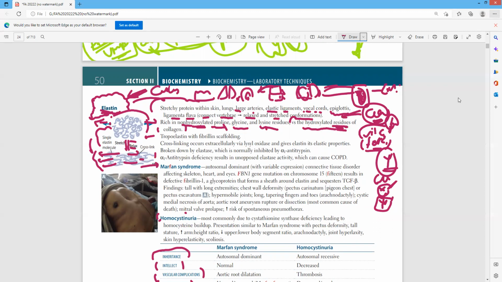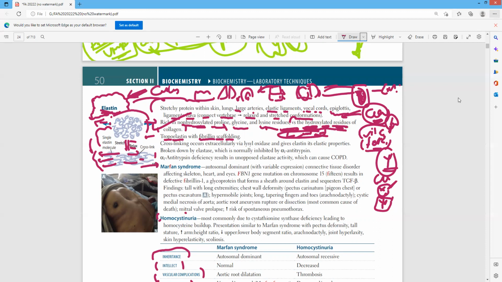You remember that we have tropocollagen. Here the name will be tropoelastin. It will be with a fibrillary scaffolding protein. What does that mean? It means that there is a protein called fibrillin that will attach to that tropoelastin. The fibrillin will attach to elastin, and that will be scaffolded. This is for the fibrillin and the tropoelastin.